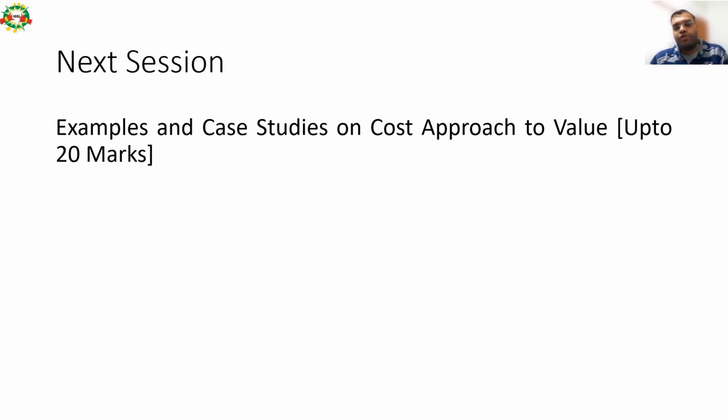In the next session we are going to discuss examples and case studies which may carry up to 12 marks in the IBBI examination. Up to 20 marks can also come, but normally not more than 12 marks come because other topics are also there. So an 8 to 12 marks case study can come out of it. We'll see how to calculate insurable value, under insurance quotient, excess, franchise. Whatever concepts we have learned in today's session, we'll try to apply in case studies and examples in the next session. Thank you.